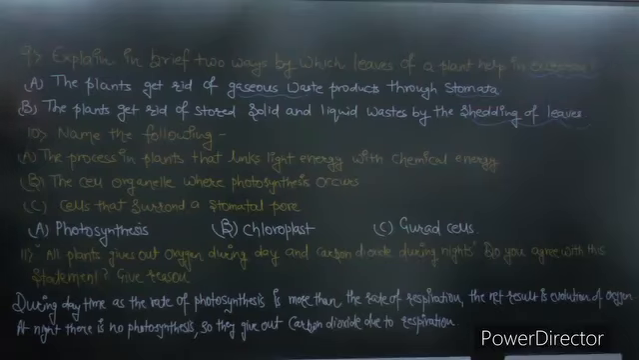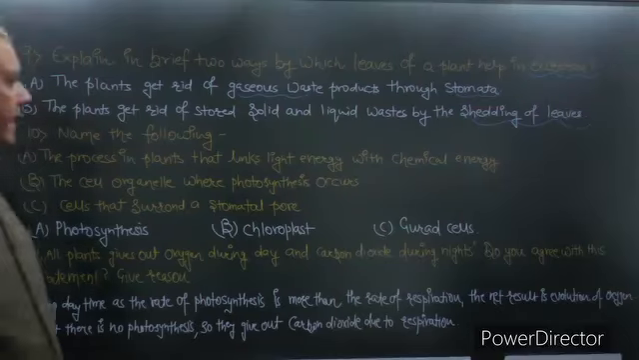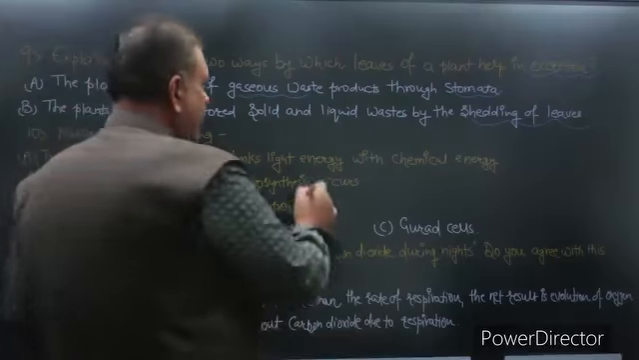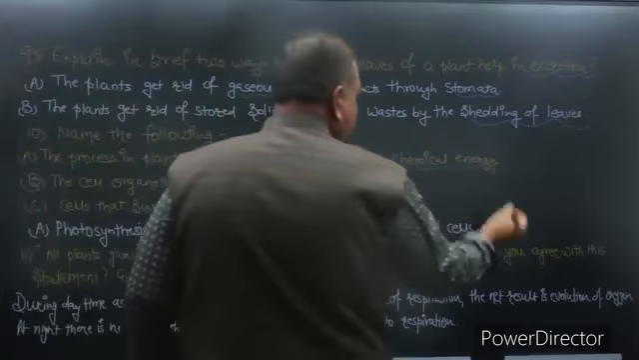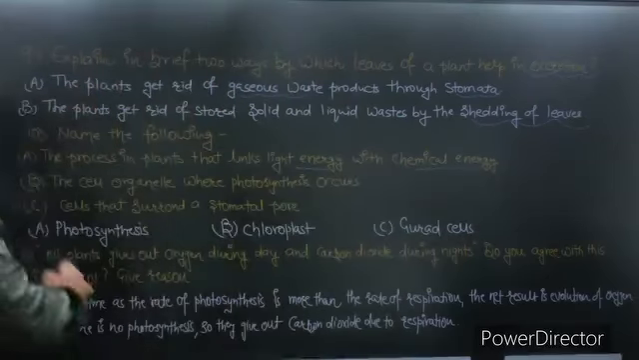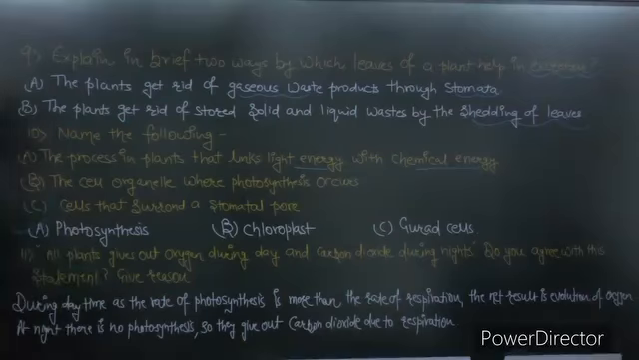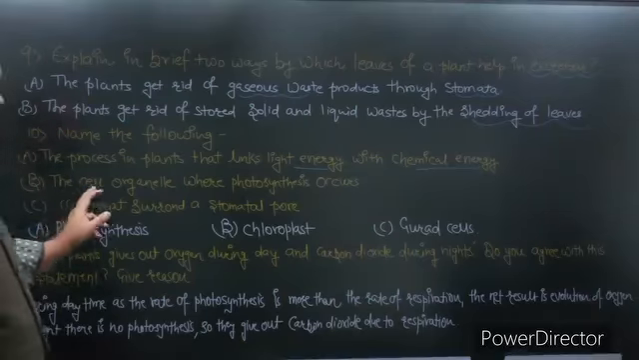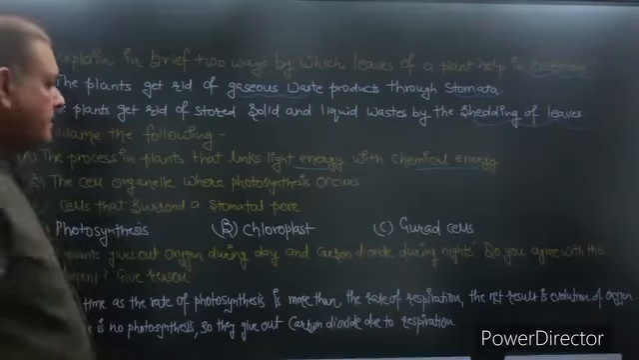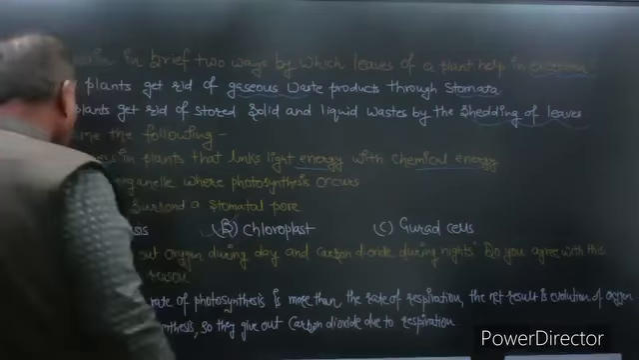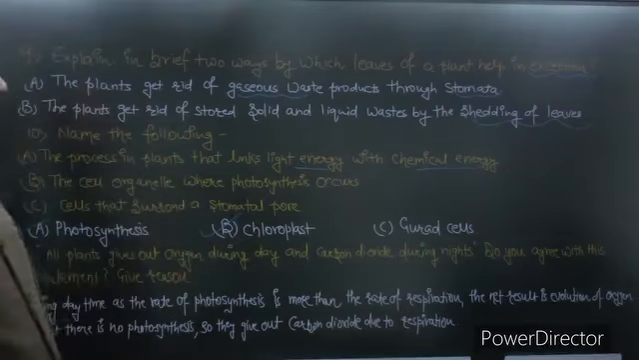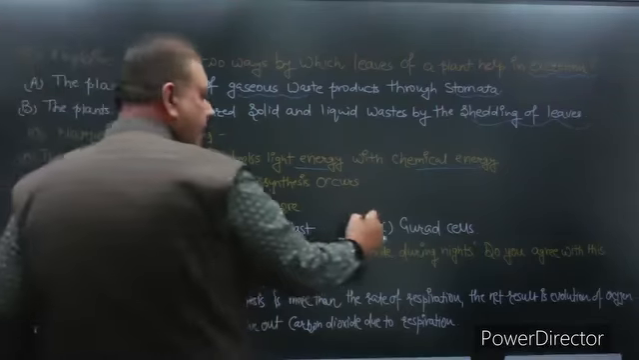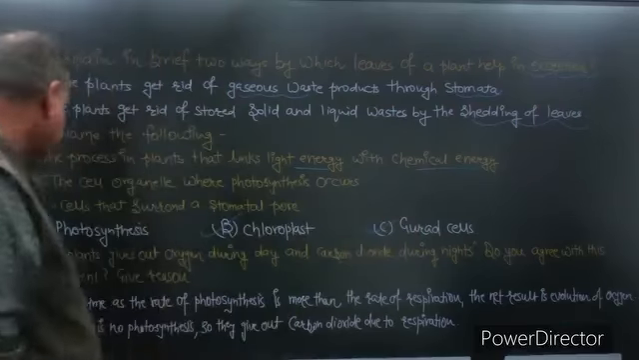Name the following: the process in plants that links light energy with chemical energy. The process of photosynthesis used to convert the light energy into chemical energy. The cell organelle where photosynthesis occurs, it is chloroplast. Cells that surround a stomatal pore, these are guard cells.